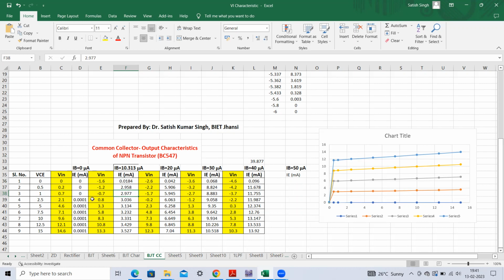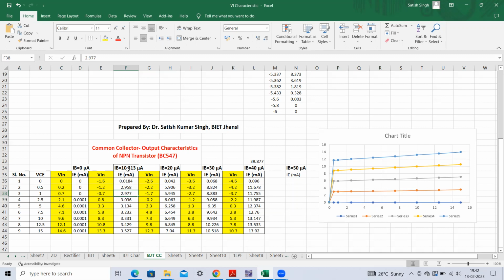Then again, we have to control this V in. Otherwise, we won't be able to keep this constant current. This base current cannot be constant, so we have to control this V in. That's why I have written over here that this V in should be there. So you have to control this V in.